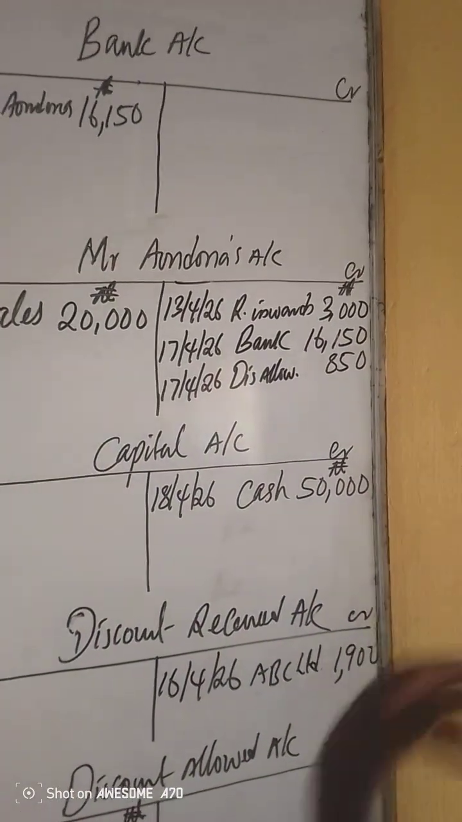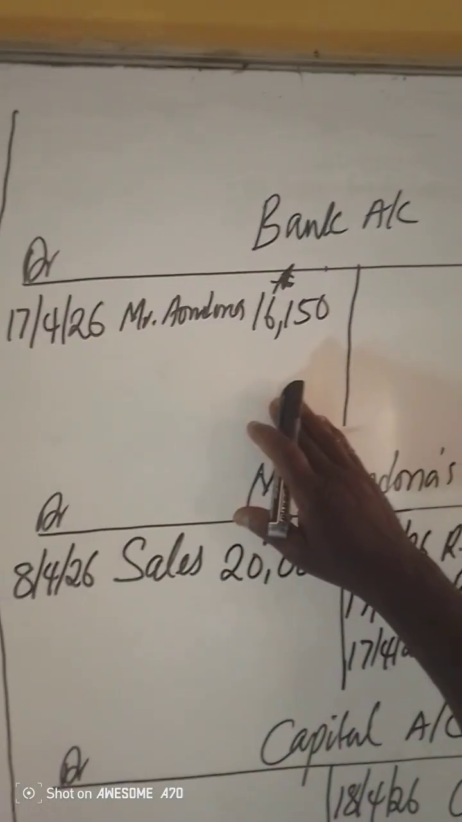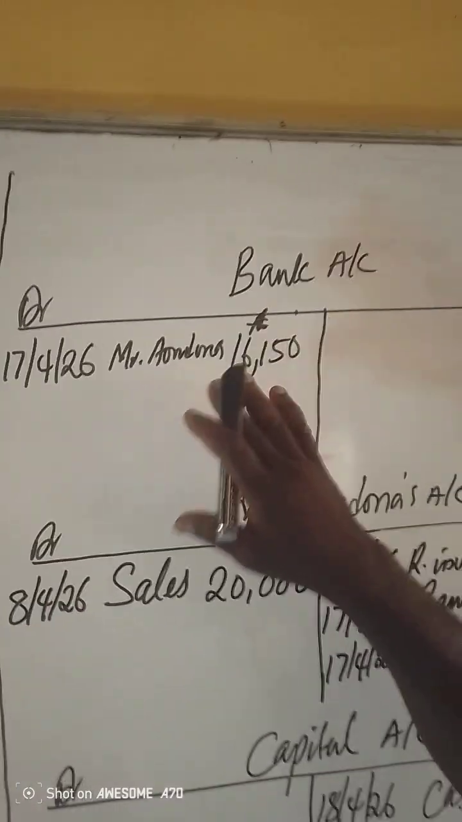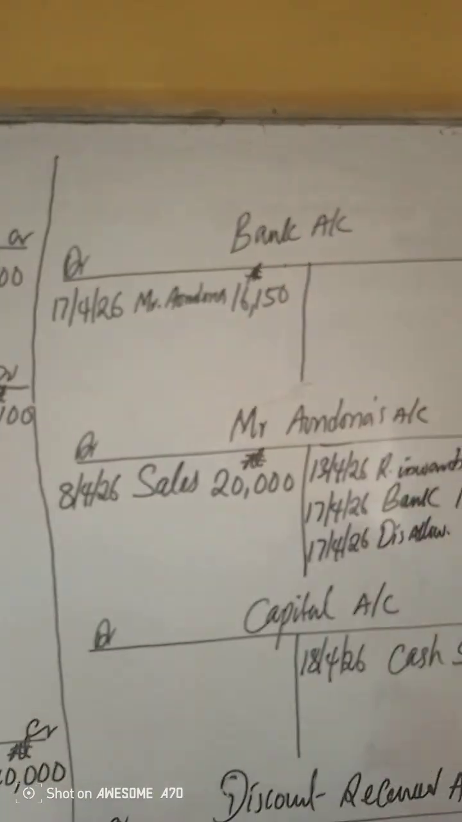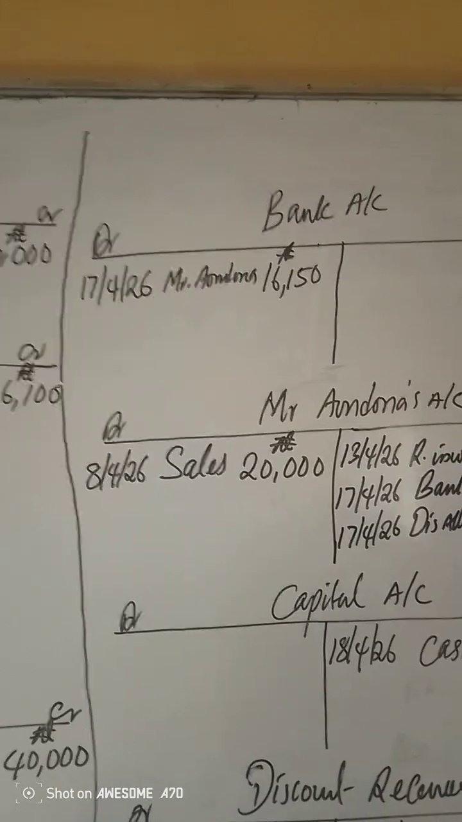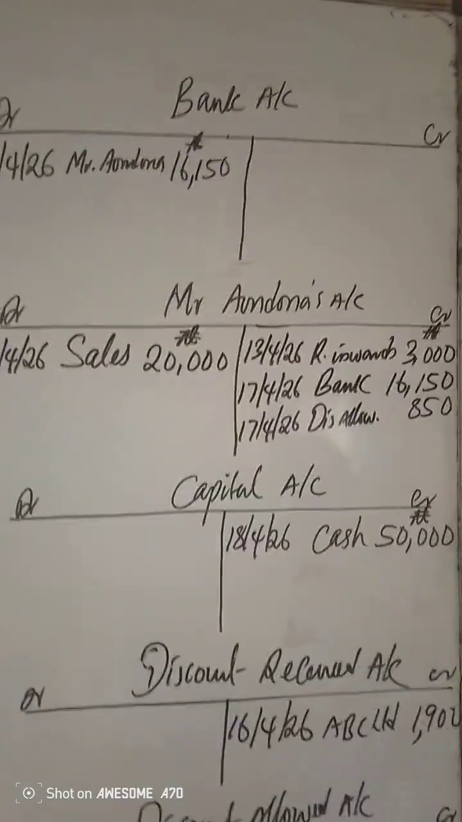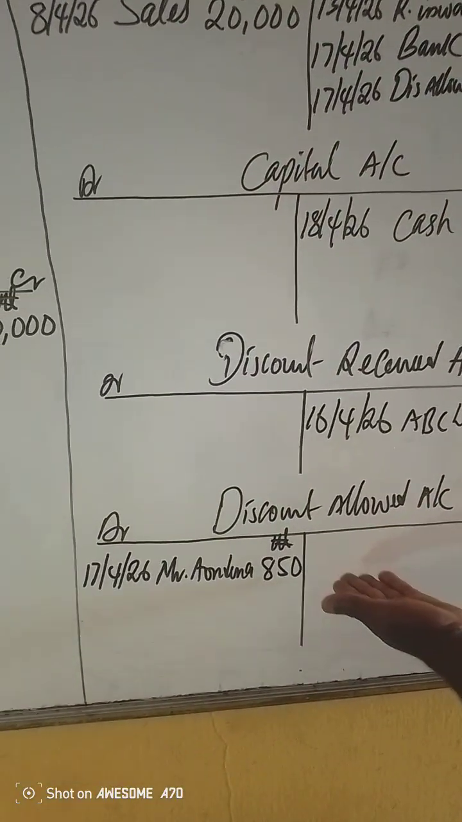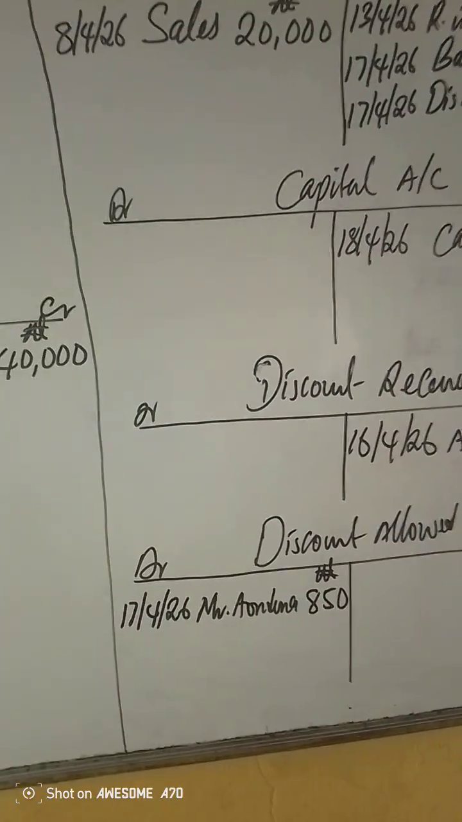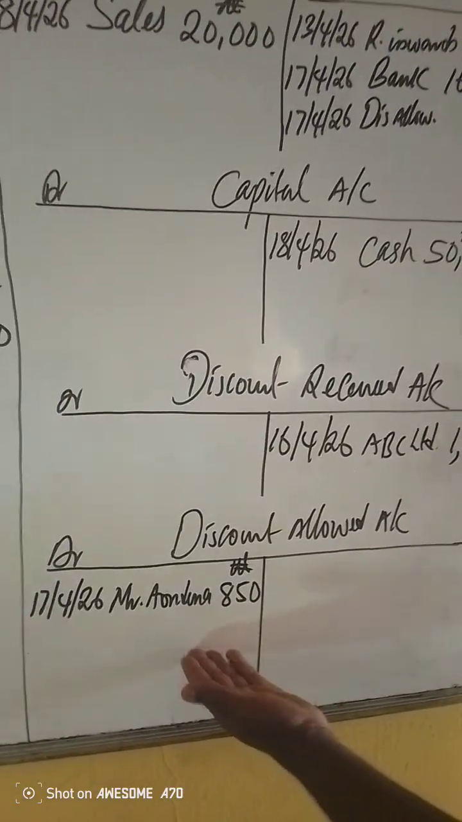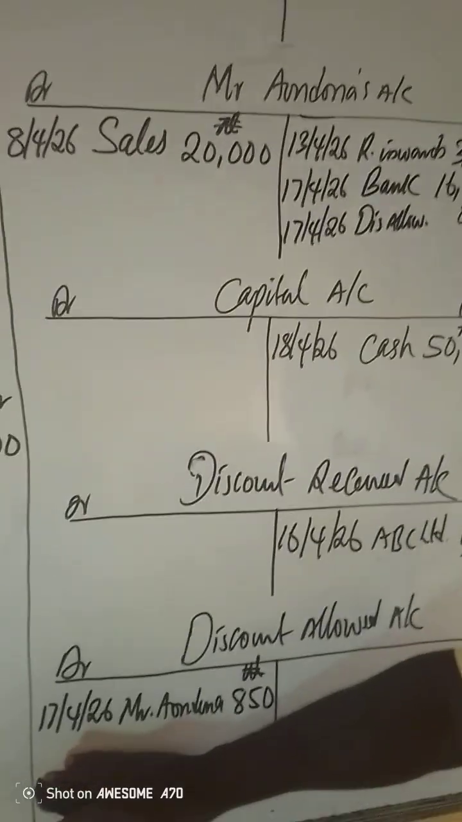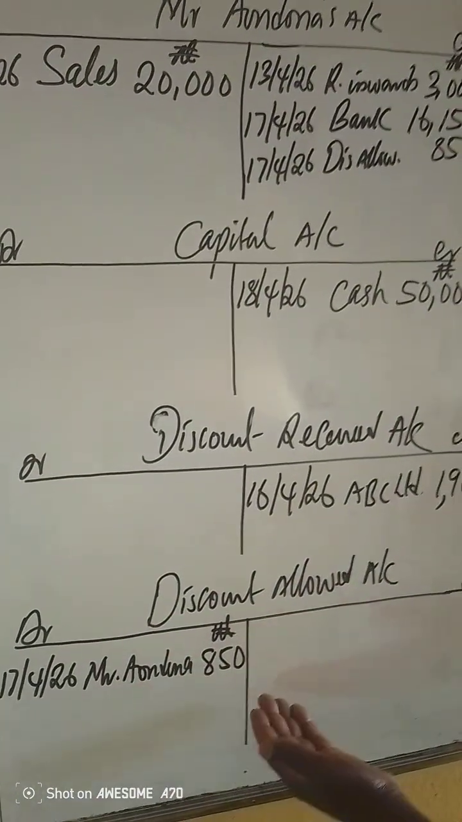And the corresponding entry will now come to the bank account of the business. Look at bank, which is a receiver account, receiving from Mr. Onduna worth 16,150, which is the amount that remains after discount. Then that will give rise to what is called discount allowed account, which is an expense in accounting. And we say that all expenses are debited, and discount allowed is also an expense. So here, the corresponding entry will be debited in the discount allowed account as coming from Mr. Onduna, and that is how the transaction will proceed.